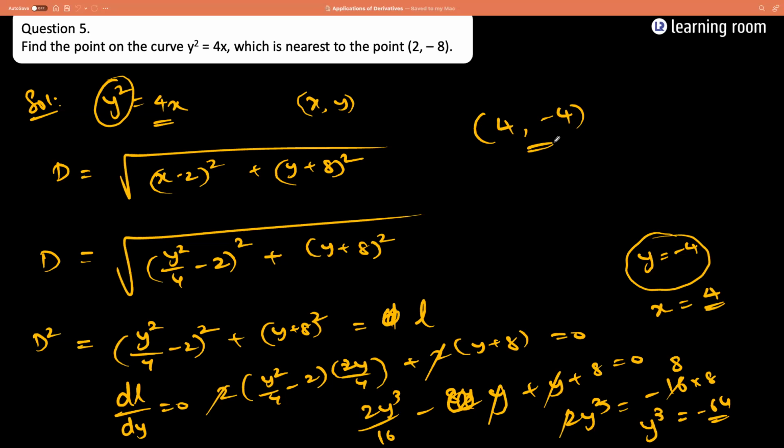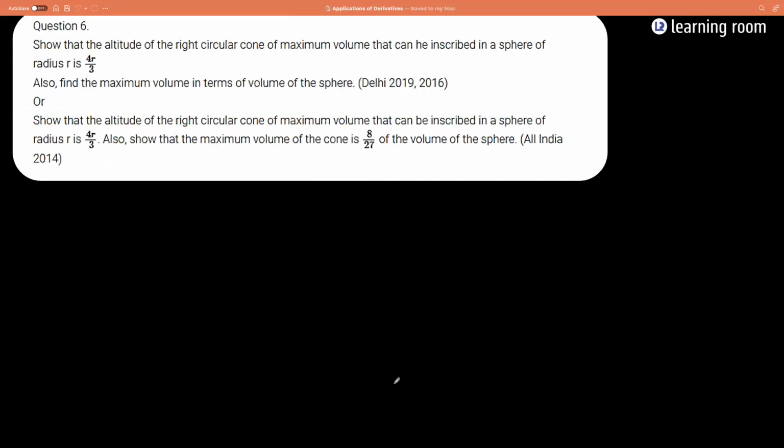Okay, second derivative part, again, as I told you, do it. Simple. If you're able to look at this expression, when you do the second derivative, it is going to be positive. Next, do this. Show that the altitude of the right circular cone of maximum volume that can be inscribed in a sphere of radius small r is going to be equal to 4r divided by 3.